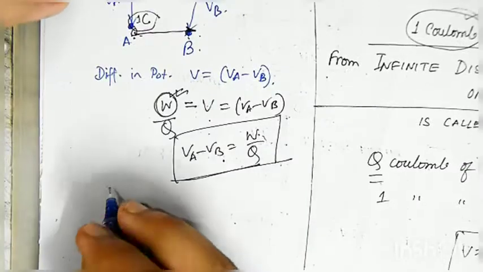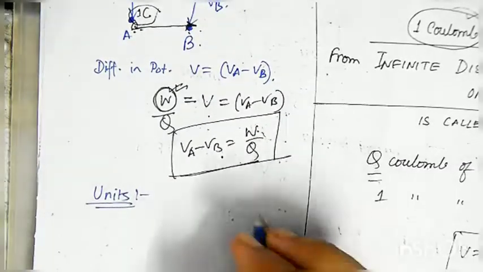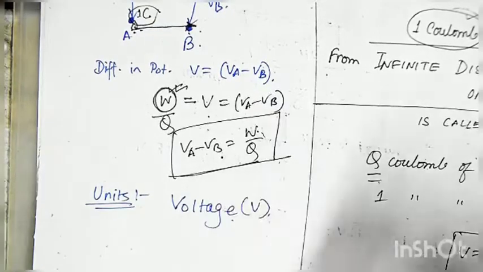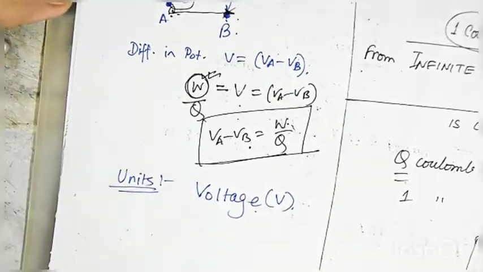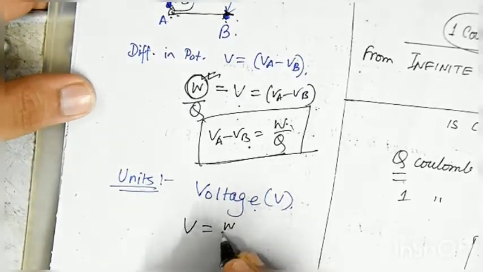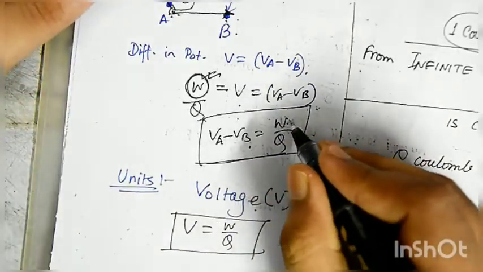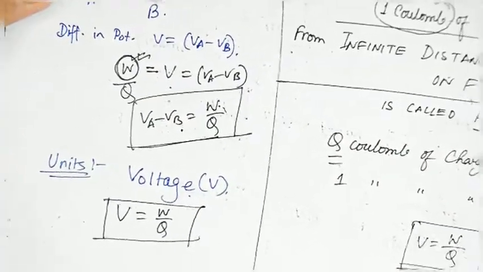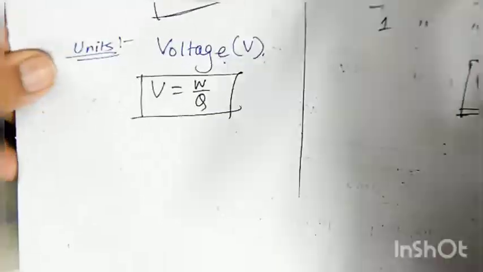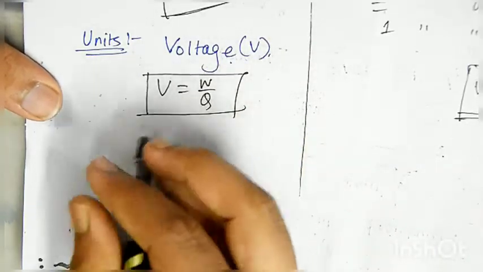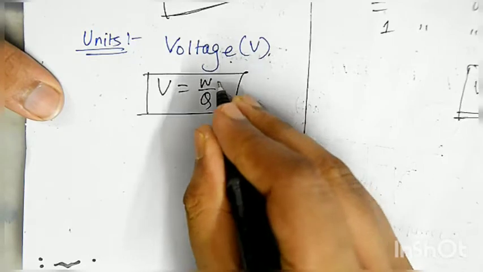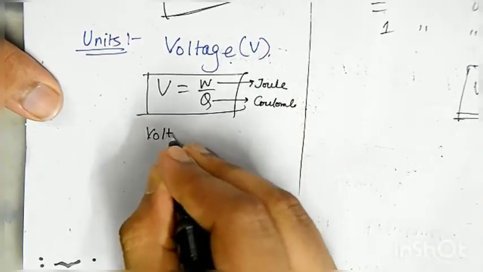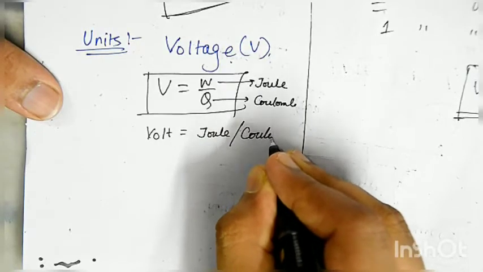Now coming to the important thing, units. We all know the unit of potential is the volt, expressed by V. What is this volt basically? Now V = W/Q. If you calculate potential difference, that is W by Q. If you calculate potential, that is also W by Q. So in any way the formula is W by Q, that means work done per charge. The unit of work is joule and the unit of charge is coulomb. So volt is basically joule per coulomb.